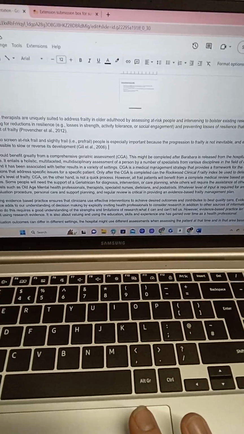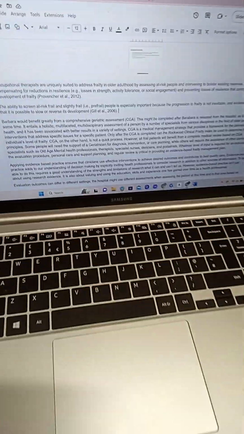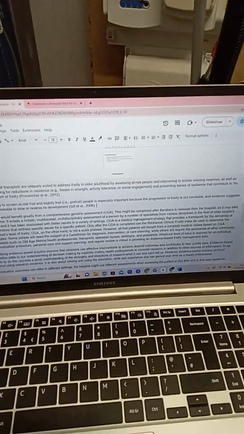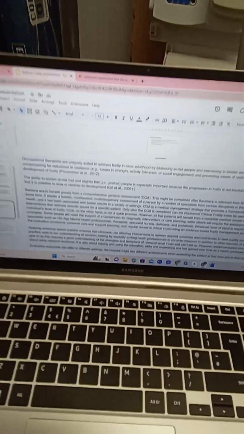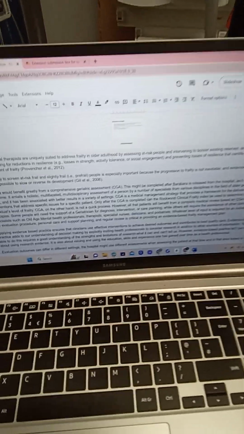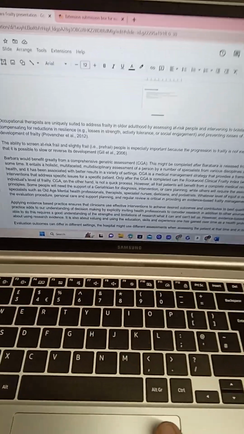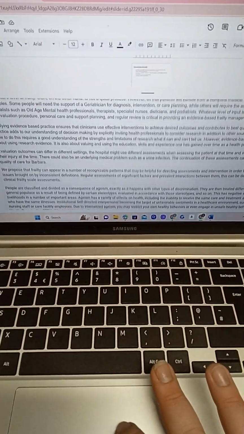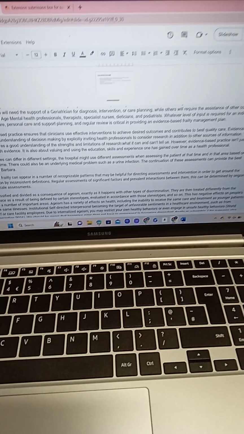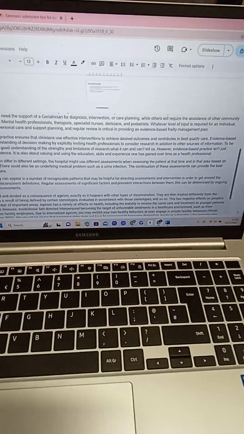So also, the ability to screen at-risk frail and slightly frail people is especially important because the progression to frailty is not inevitable, and evidence suggests that it's possible to slow or reverse its development. So continuously doing assessments for Barbara would be beneficial with her treatment, because frailty is a progressive disease and it can become worse as time goes on. So during that time we would have to look at a wider range of other assessments that we could use, based on her declining in her mobility or her health.